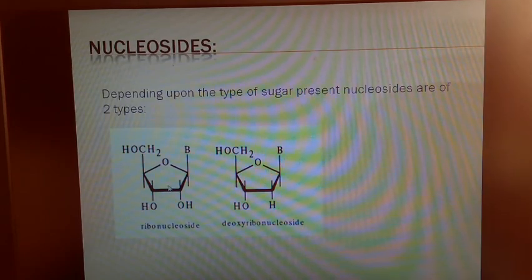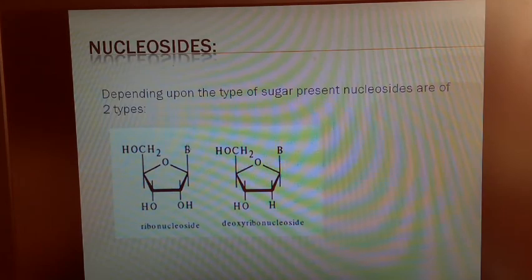To know the sugar, these structures are being given. This is our first carbon, this is second, third, fourth, and it is fifth. If the second carbon has OH present, then it is a ribonucleoside. And if the second carbon has no OH, then it is a deoxyribonucleoside. Why is it a nucleoside? The base is already bonded to the sugar, so that's why it is a nucleoside.